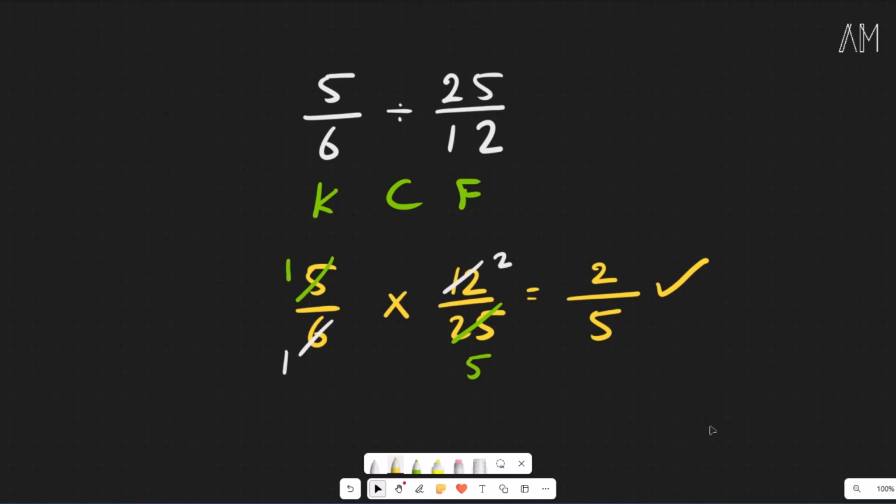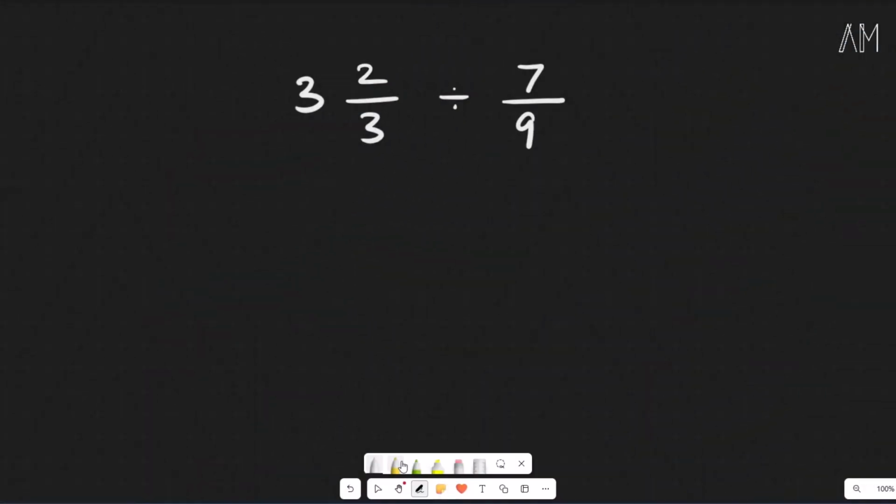Now let's see how we can deal with mixed numbers. In this example, we cannot apply the keep, change, flip yet because I have a mixed number and I cannot deal with mixed numbers in the division nor in multiplication, as we said. So in this case, what do we do? We turn it into an improper fraction by applying the cycle rule. 3 times 3 is 9 plus 2 is 11 and the denominator stays the same. Divided by 7 over 9.